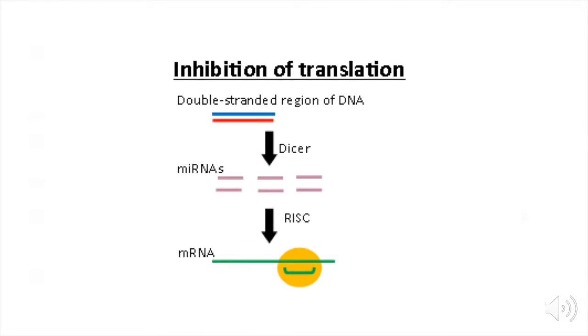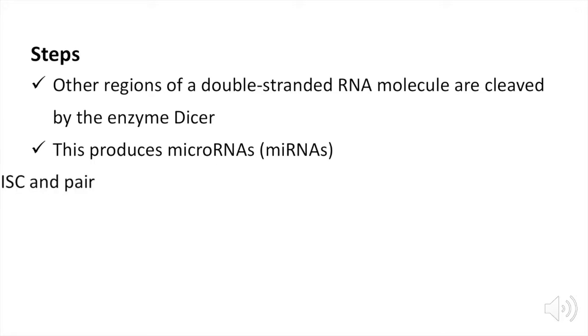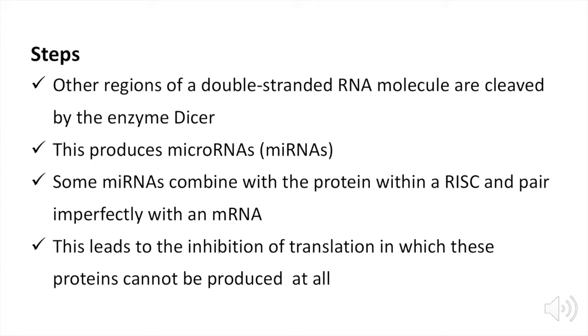2. Inhibition of translation. Some miRNAs play a role in regulating genes by inhibiting the process of translation via their complementary mRNAs. Steps. Other regions of a double-stranded RNA molecule are cleaved by the enzyme dicer. This produces microRNAs. Some miRNAs combine with the protein within a RISC complex and pair imperfectly with an mRNA. This leads to the inhibition of translation, in which these proteins cannot be produced at all.